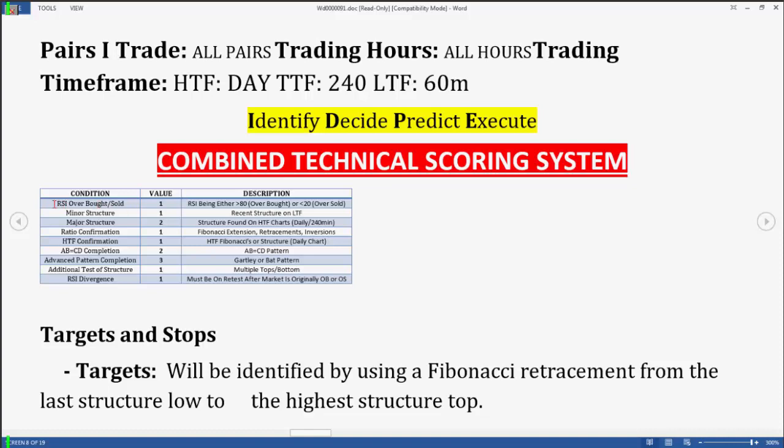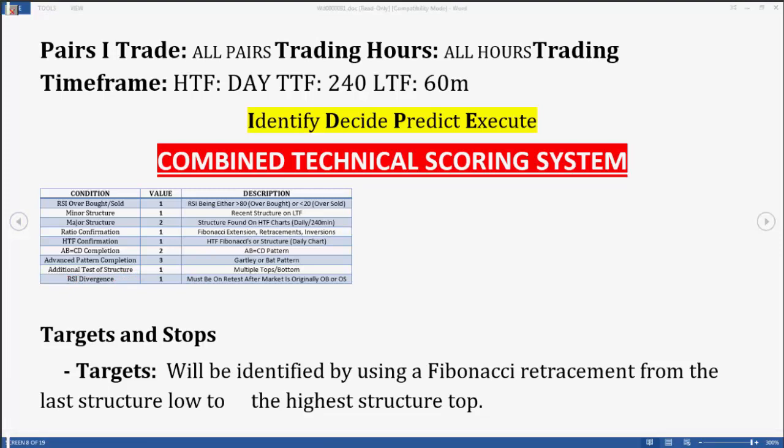So we started off with what we feel is important, and it's RSI, overbought or oversold. We've got structure in here. We've got Fibonacci. We've got our higher time frame confirmation. We've got the ABCD pattern. We've got advanced patterns, which you really don't need, to be honest with you, because if you're an advanced pattern trader, you're going to trade these regardless. So this doesn't really need to be in there, but it is, because it's something we look for. Additional test of structure. This is essentially double tops, double bottoms, triple tops, triple bottoms, and then RSI divergence.